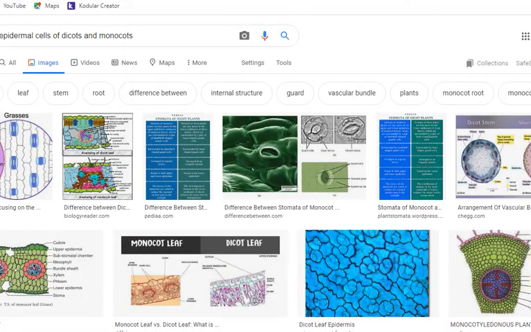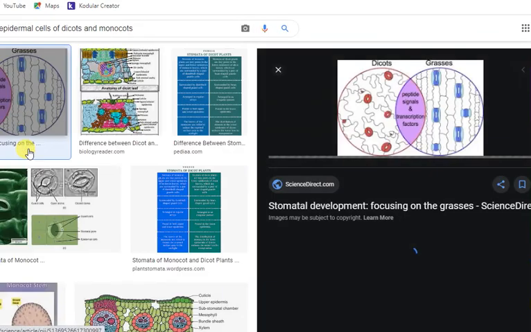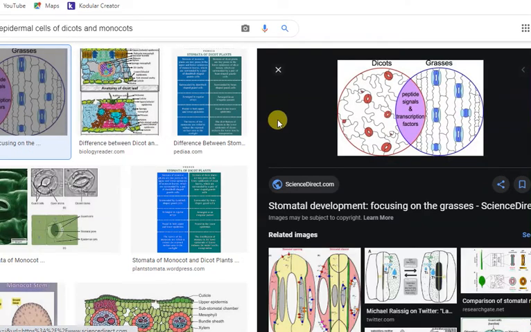From there, let's see the arrangement of these cells in the different categories of plants. You can see how the epidermal cells are arranged in dicots and grasses. In the grass there is a regular arrangement, with guard cells at intervals. Then in dicots there is no regular arrangement.